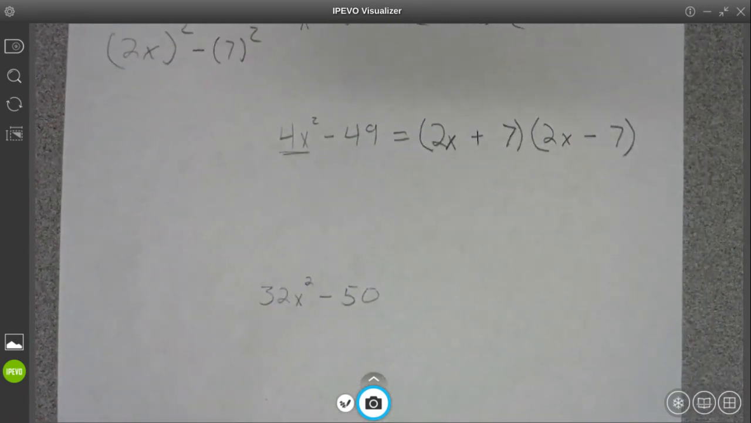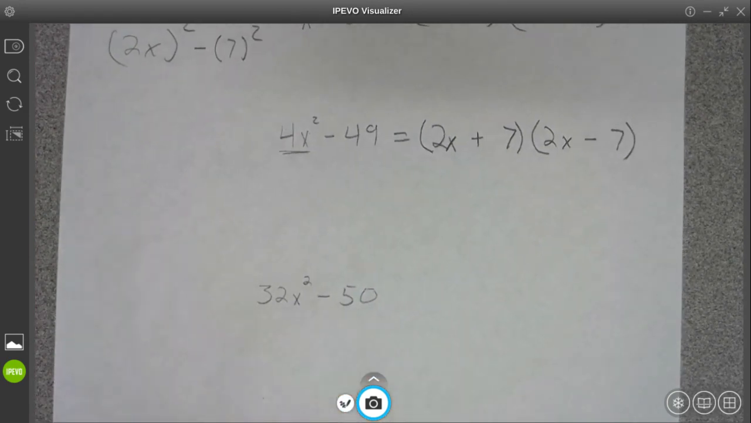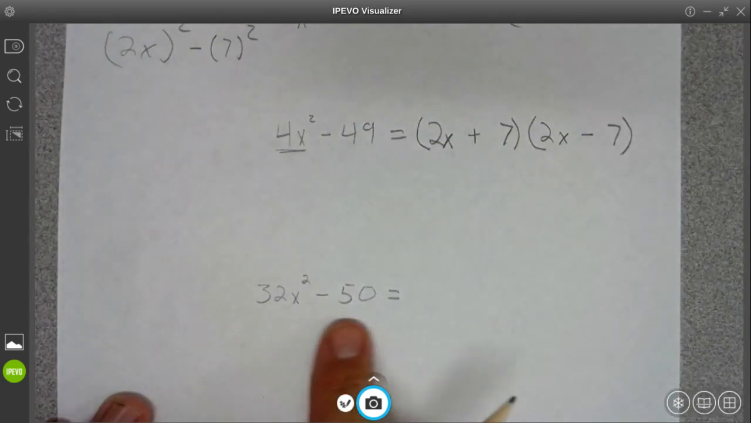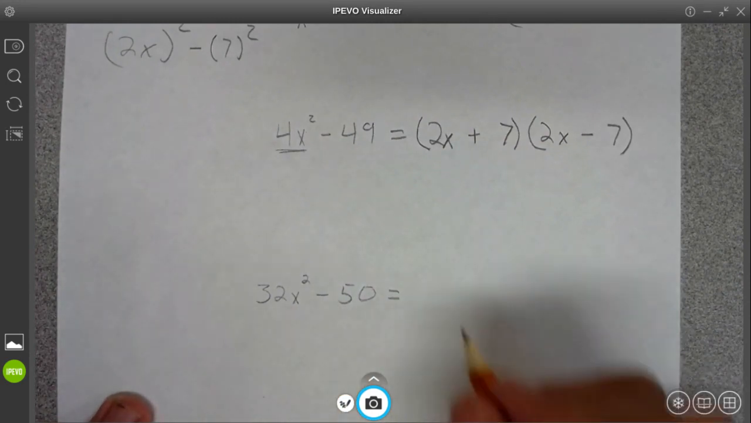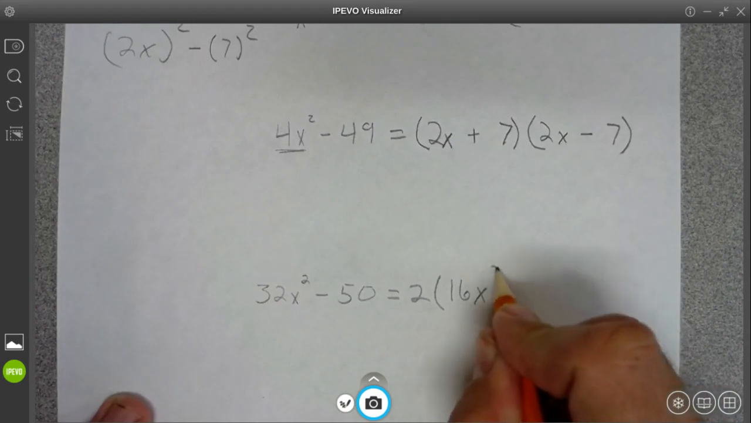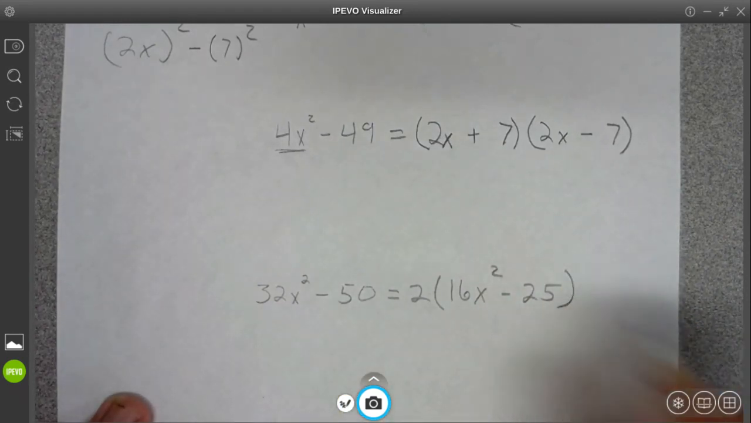Oh, can't do anything about this. 32 is not a perfect square. 50 is not a perfect square. I guess we'll just end the video. Wait a second. You can factor out a GCF. 2 will go into both of them. So I'm going to divide them by 2, and that's going to become 16x squared, and the 50 is going to become a 25.